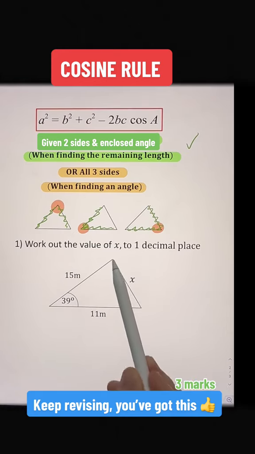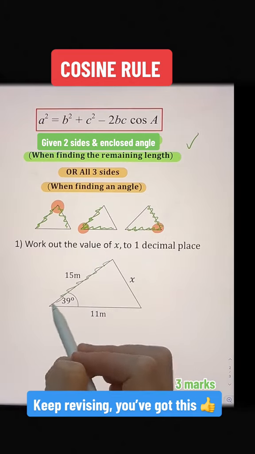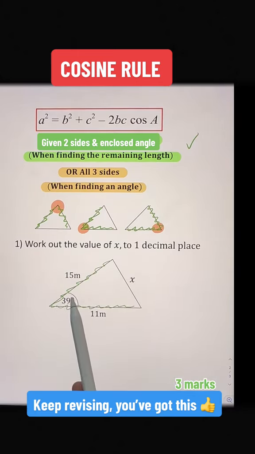Looking at question 1, here we're asked to work out the value of x to one decimal place. Here we can see x is a length. We can see it's the cosine rule, as we're given two sides. Here we're given the left-hand side, and the base, and we're given the enclosed angle, i.e. the angle that encloses the two sides, which is 39 degrees.